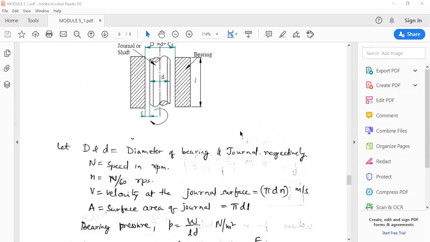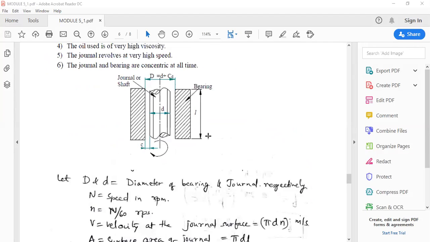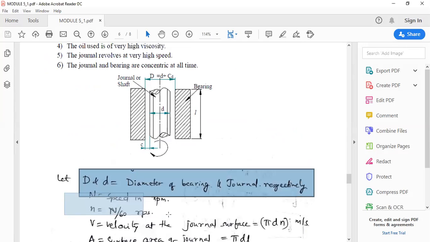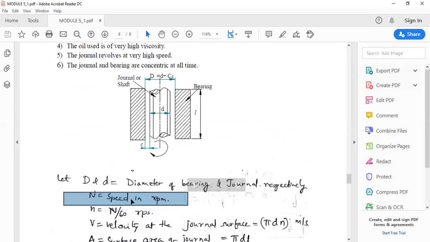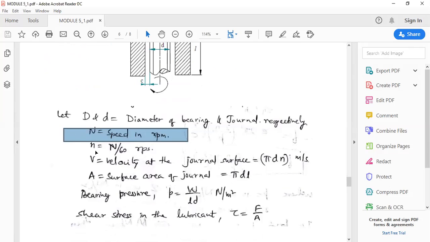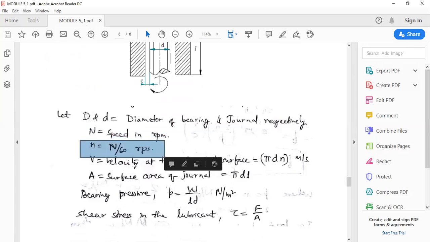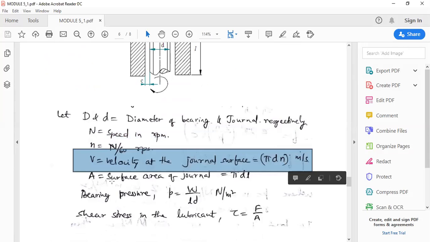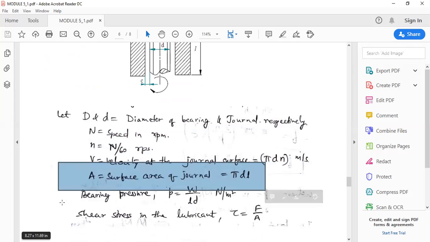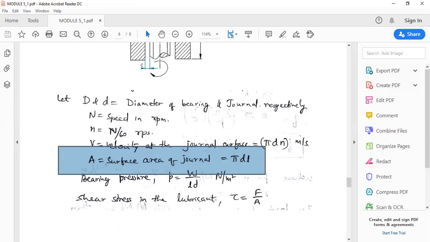The next case: there are some notations that we also have to consider. Say capital D and small d are the diameters of the bearing and the journal, and capital N is the speed of the shaft in RPM, and small n is N divided by 60, that is RPM by 60, which is nothing but RPS. V is the velocity of the journal, which is calculated as pi d into small n, where small n is RPS, so we get the velocity in meters per second. Surface area is pi into d into L, the surface area of the journal. Pi d is the circumference, and L is the length of the bearing.